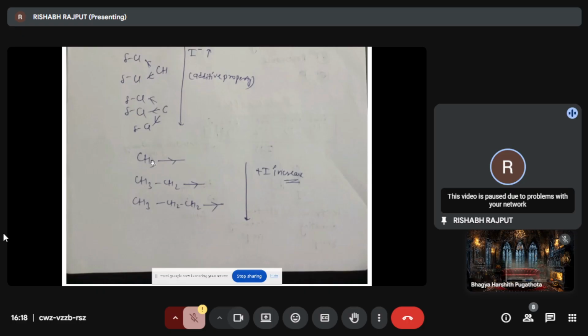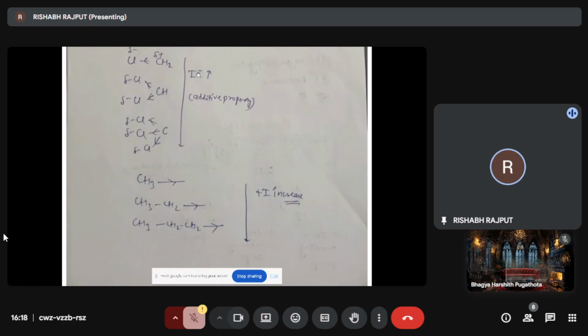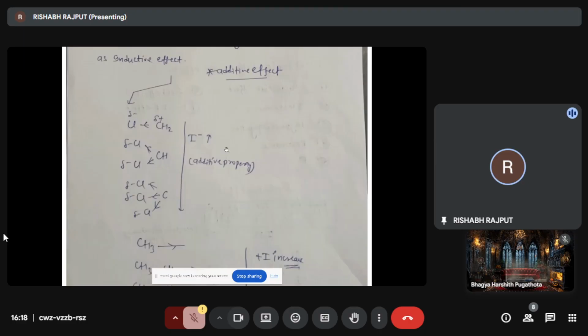Whenever you increase the number of electronegative elements, your minus I effect will increase. If you increase the alkyl group, the plus I effect will increase. So that is what I'm saying: inductive properties are an additive effect. I also write here one point: more sp3 carbon means more plus I effect. Don't worry, in my notes you can see everything is there, I'm not skipping anything. Inductive effect is of two types, minus I and plus I, which I already covered.